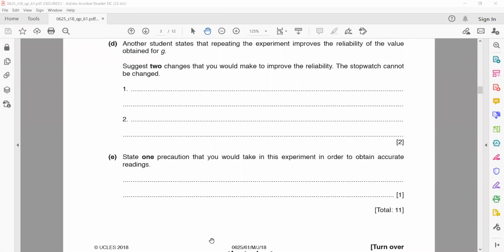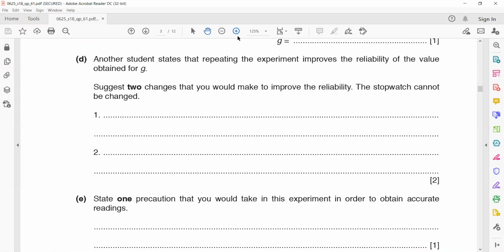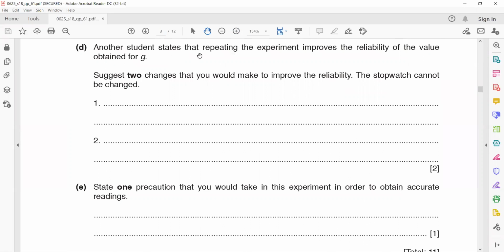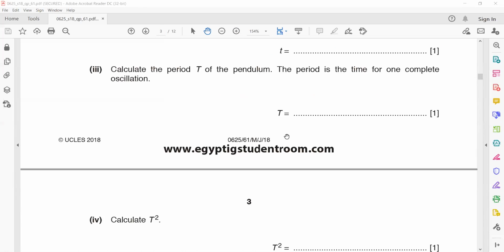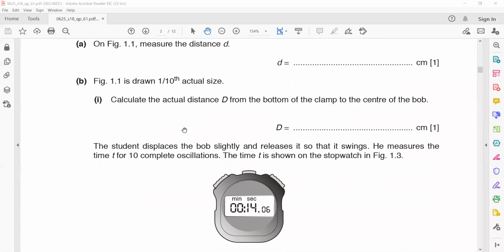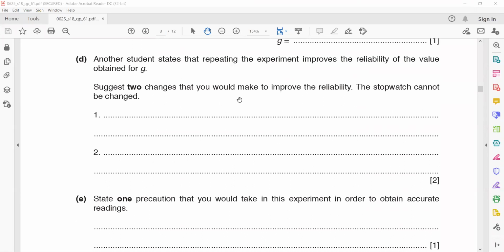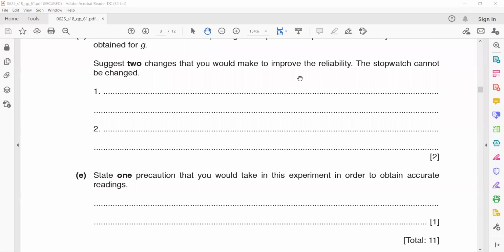Then part D and E, another student states that repeating the experiment improved the reliability of the value of g. Suggest two changes that you would make to improve the reliability, and the stopwatch cannot be changed. Basically, in this experiment we are measuring the time for oscillation, the time period, and we are measuring a distance. These are the two factors which we are measuring. So how can we change? The question is, suggest two changes that you would make to improve the reliability.